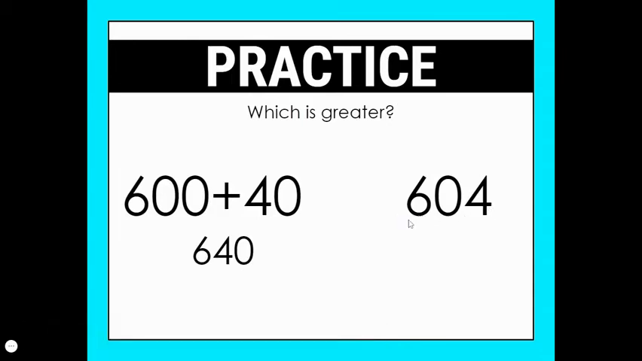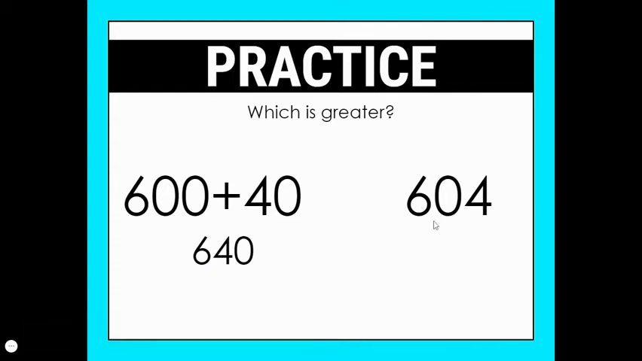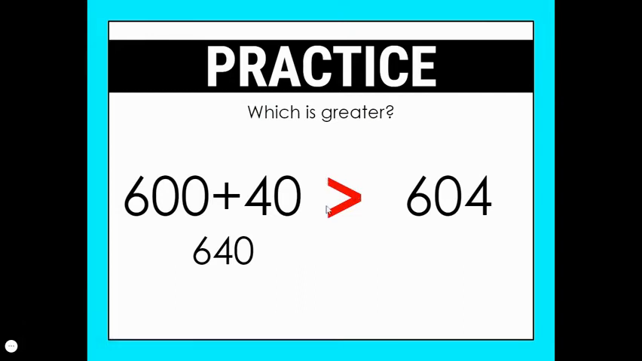Well, if I start by looking at my hundreds, 604 has 600, 640 has 600s. So let's go down to the tens. Now my 640 has 4 tens, my 604 has 0 tens. I know that 4 tens is bigger than 0 tens. So when I write my greater than or less than sign, I have it opening up towards the 640 because that is the bigger number. So we would read this as 640 is greater than 604.